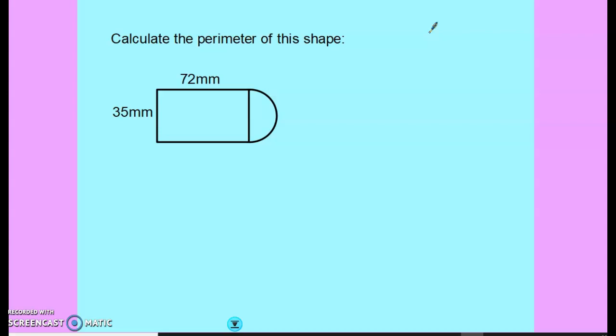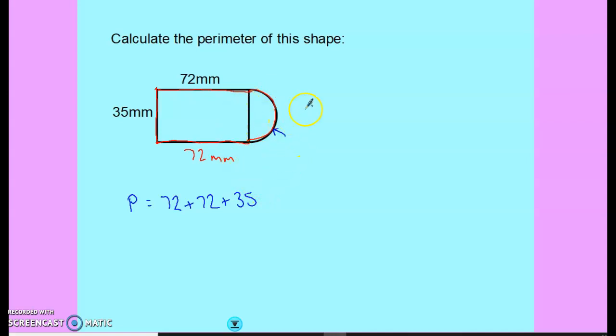So here we have a shape that is made up from a rectangle and a semicircle, and we want to find the perimeter. Now the perimeter doesn't change. The perimeter still just means the distance around the outside. So if I start here and walk around the outside, I go along that 72, I go round this curved section, I go back along another 72 down here, and I go up my 35 here. So to find the perimeter, I need to do that 72, add the 72, add the 35, add on the distance of this curved line here.